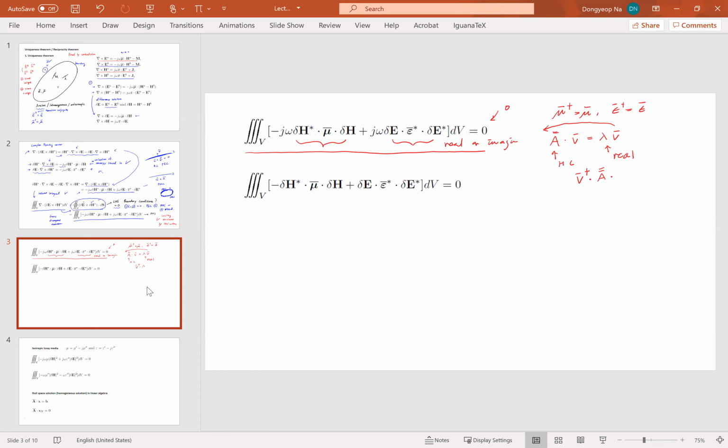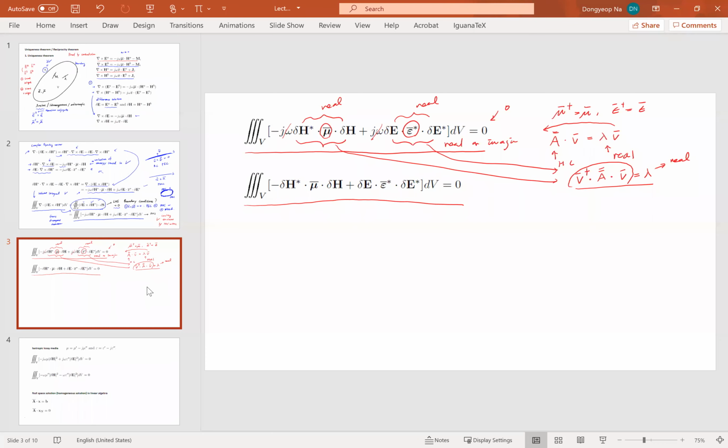it's going to be real. It's fairly similar to these two terms, again because this is Hermitian. So this term is purely real, and then we can cancel out this term. Eventually we have this equation.